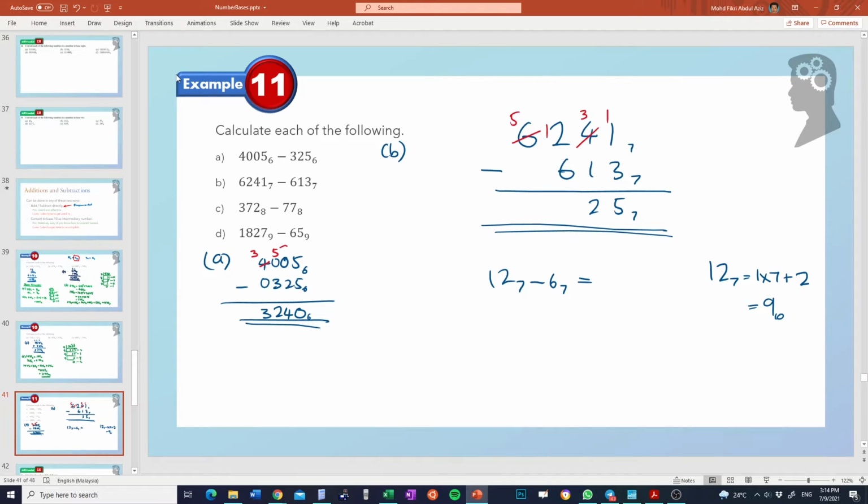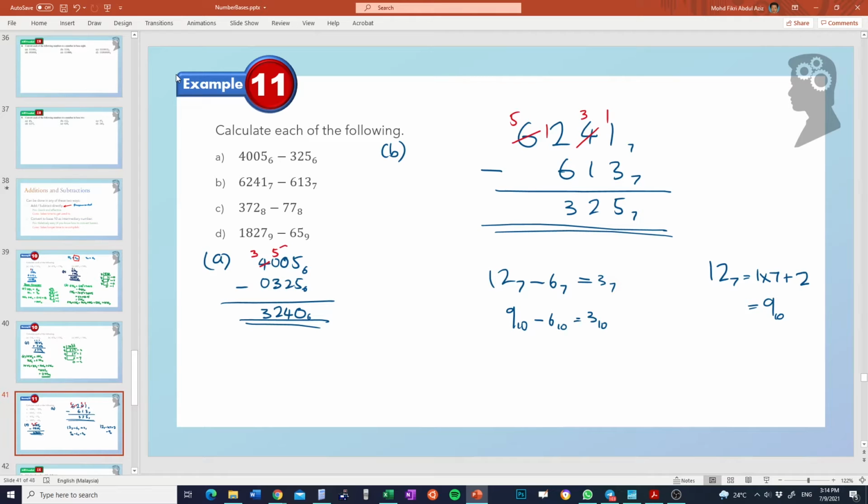So what is 9 minus 6 base 10? Which is 3 base 10. But 3 base 10 is the same as 3 base 7. So that is 3. Okay, any question? Tak ada. Yang lain pun okey?